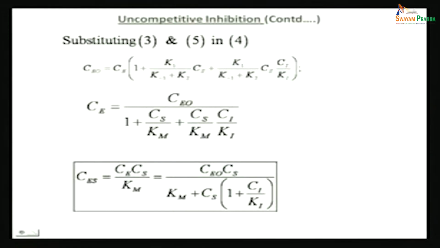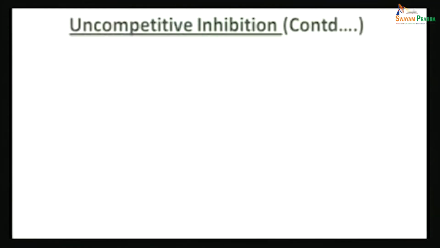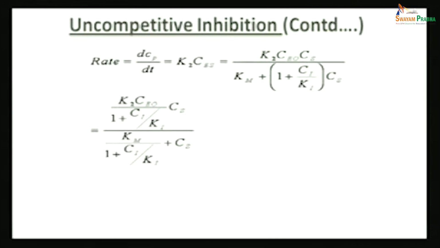So what we'll do is we'll simply compute the rate here, which is dCp, the product formation rate: dCp dt equals K2 times CES. Now that can be expressed in terms of CE naught and CES. So what we find over here, if you look, is that again we have been able to revert back to the Michaelis-Menten form. Okay, that is what we find.